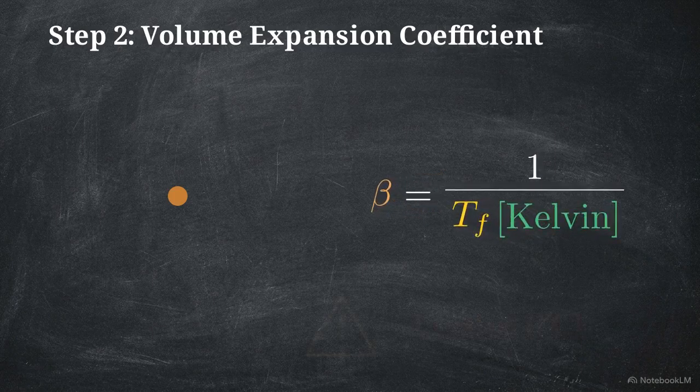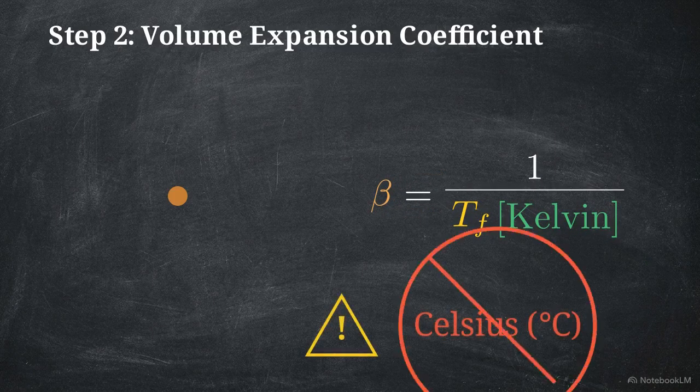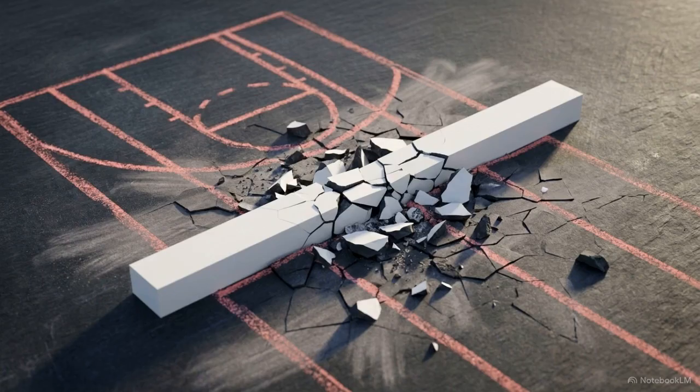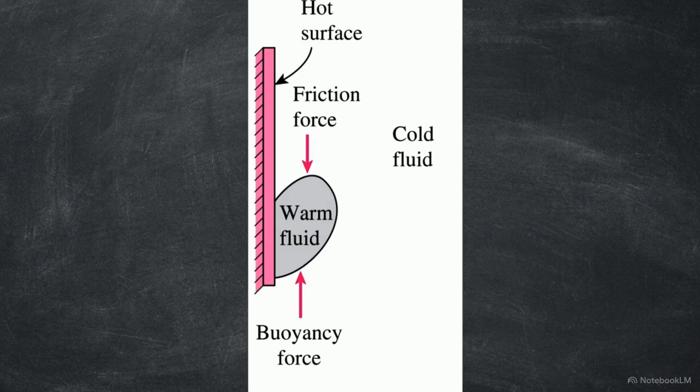But here is the critical rule. The temperature T used to calculate beta must be the film temperature converted to absolute Kelvin, not Celsius. Forgetting that conversion is the most common mistake students make. If you leave it in Celsius, the expansion coefficient is wrong, and the entire heat transfer calculation breaks right at the starting line. Now we move to step 3, understanding the forces inside the flow.